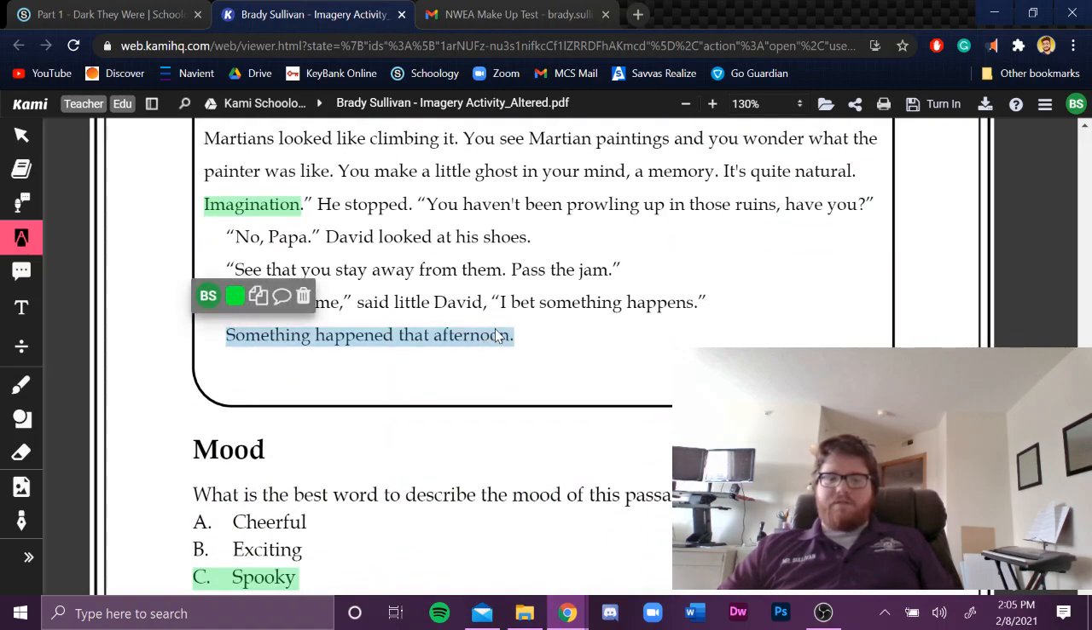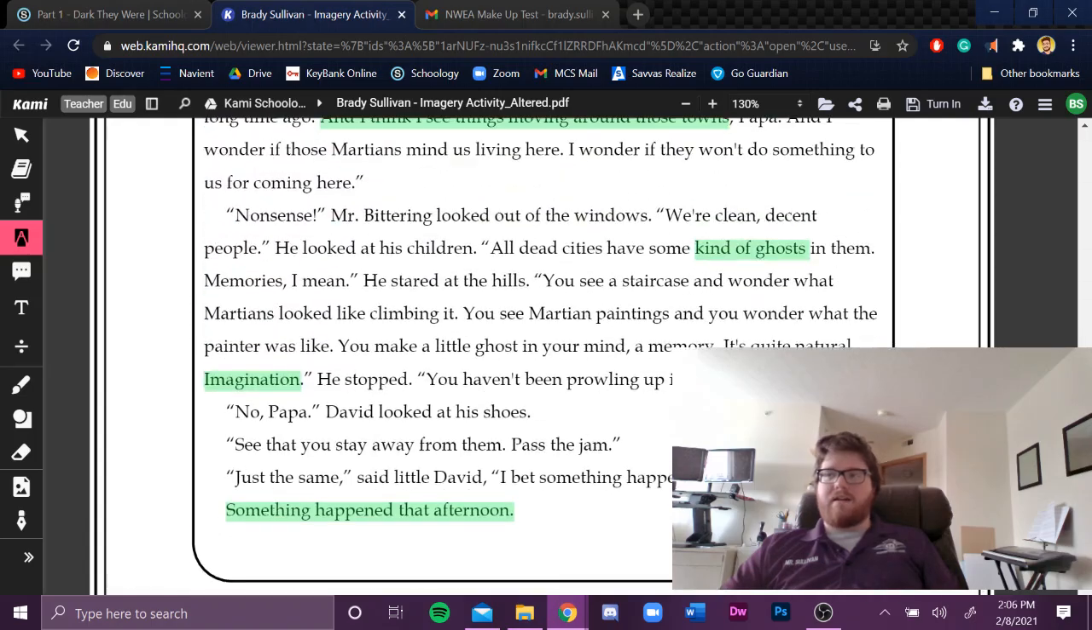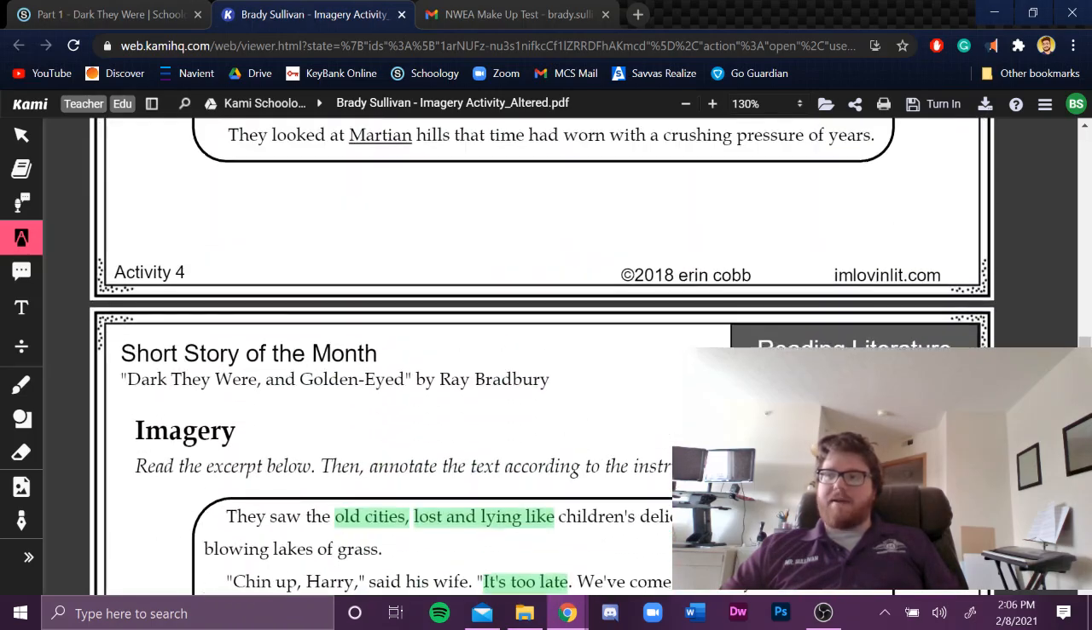And then, of course, at the very end, it says something happens that afternoon. Very foreboding, very mysterious what's about to happen. All of that contributes to the idea that this is a spooky, creepy, mysterious passage.